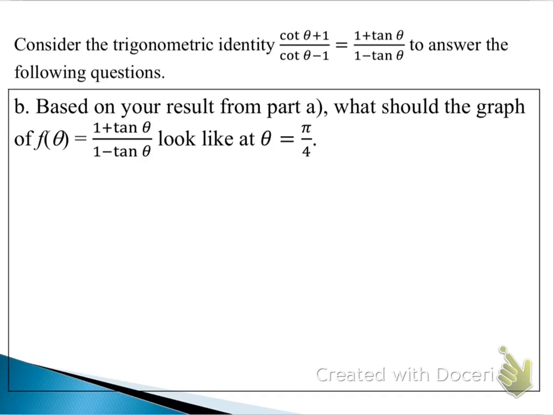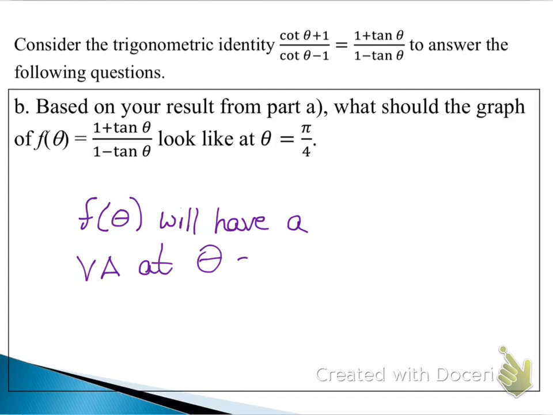Now, based on our result from part A, what should the graph of f of theta look like at pi over 4? This is our explanation. If we have an undefined value at pi over 4, that would mean that f of theta will have a vertical asymptote at theta equals pi over 4. That's what it would look like graphically.